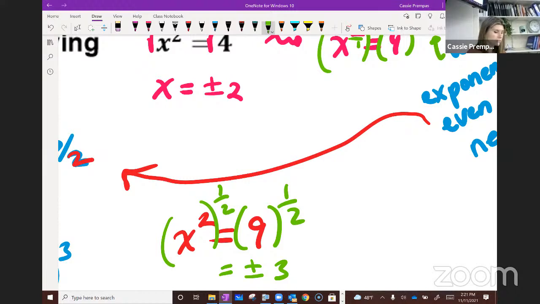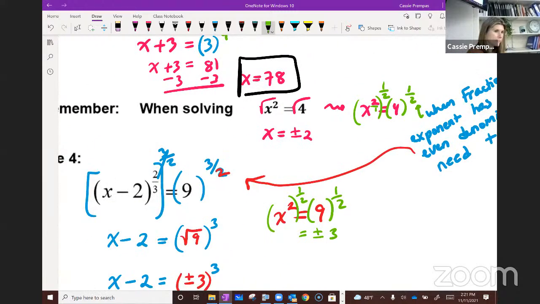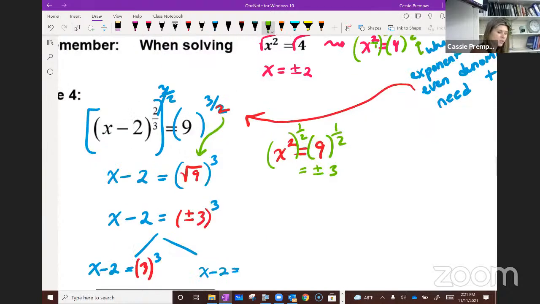So it's actually the same thing as taking the square root, which is why we need that plus or minus. So just imagine basically. Yeah, and that's why if we convert it from here to here, sometimes it's easier to see that we need that plus or minus.